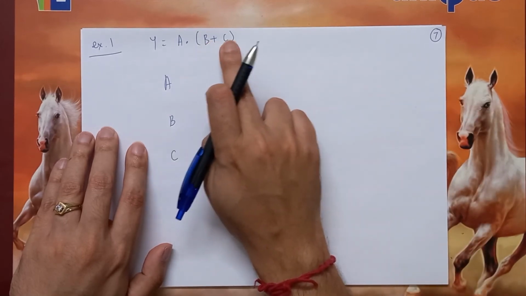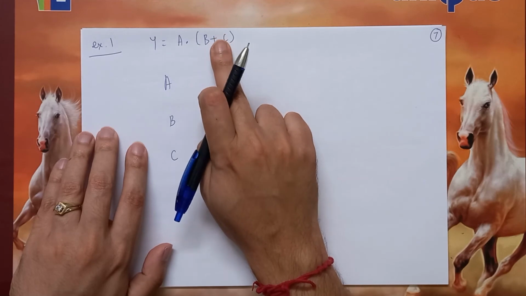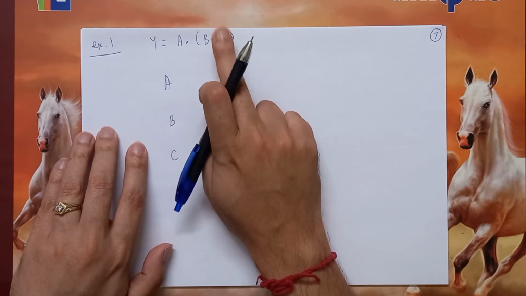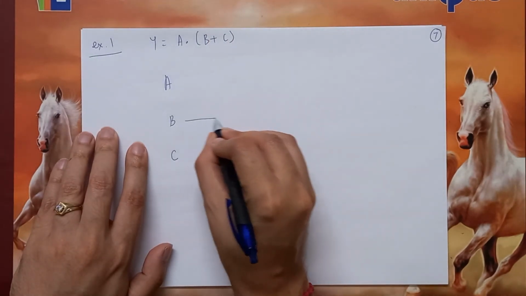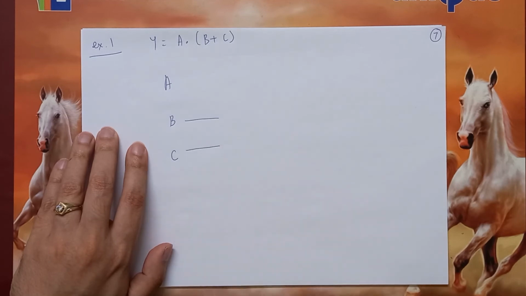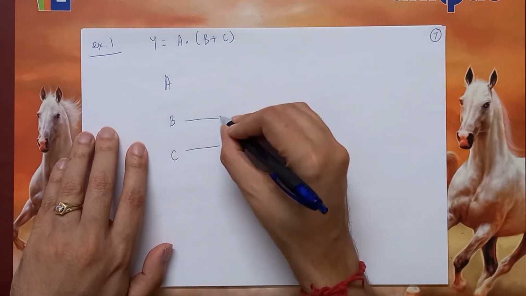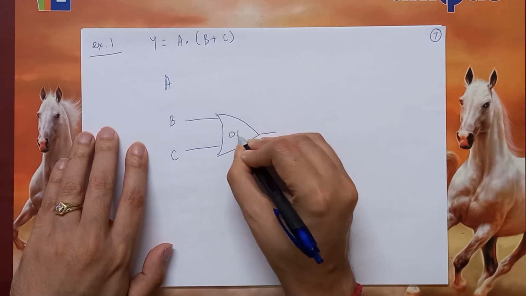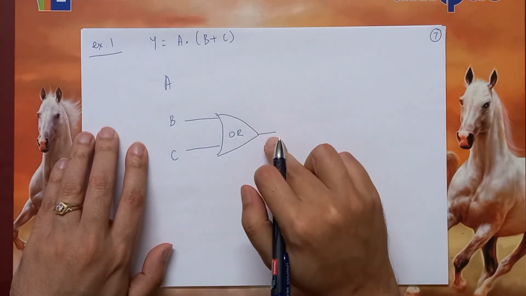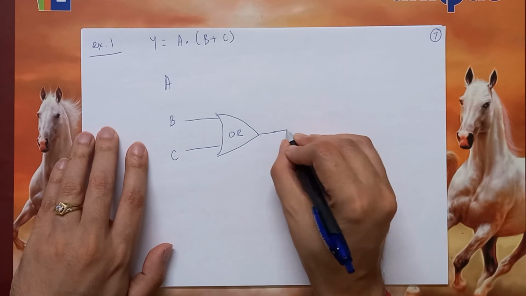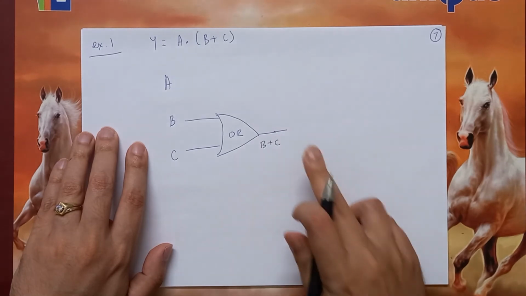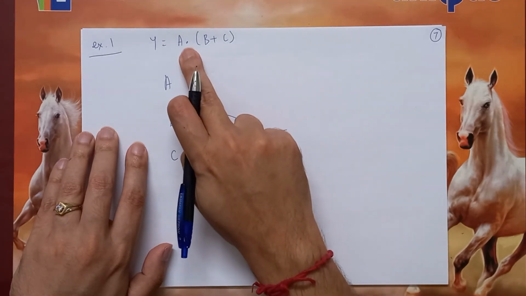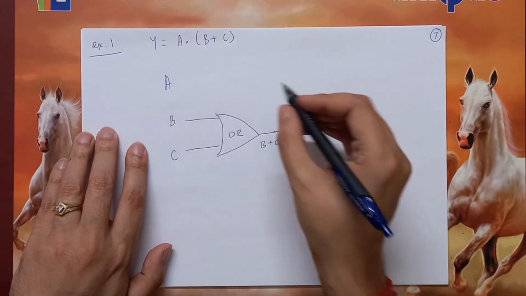So what we can see is that B and C have to be ORed first. This plus indicates OR. So therefore I will take B, I will take C, and I will connect them by means of an OR gate. Now what is happening over here? I will get B plus C. Now this B plus C has to be ANDed with A because of the dot.